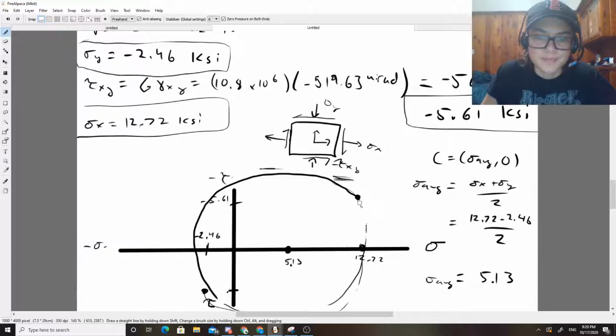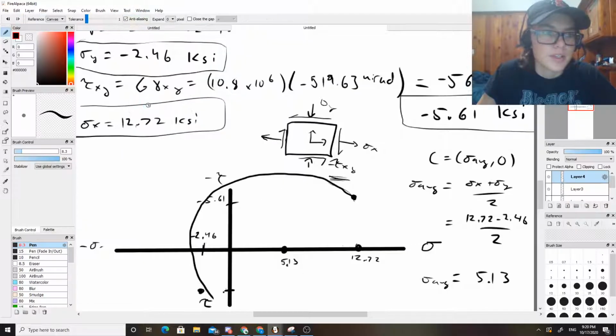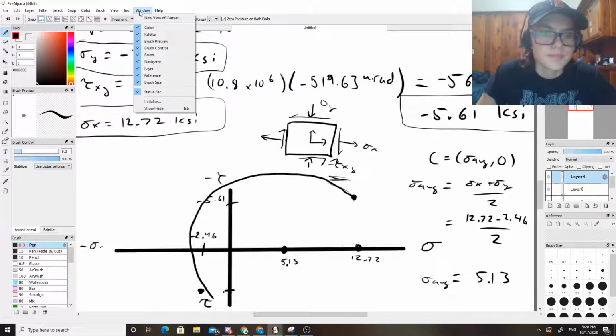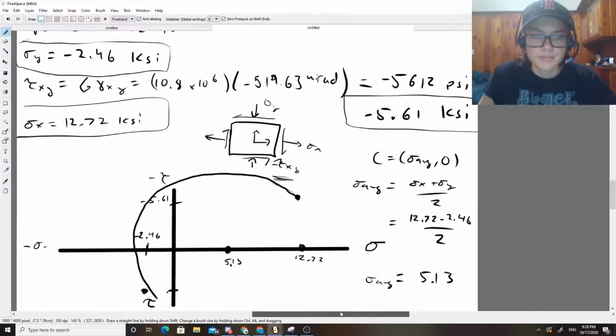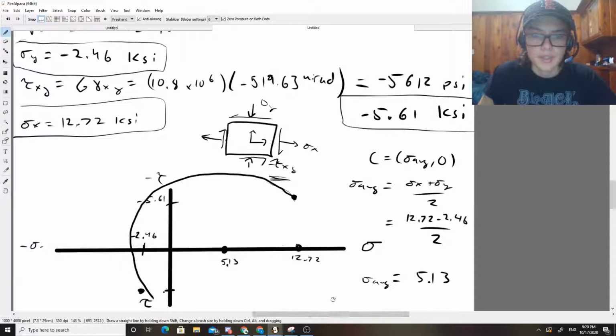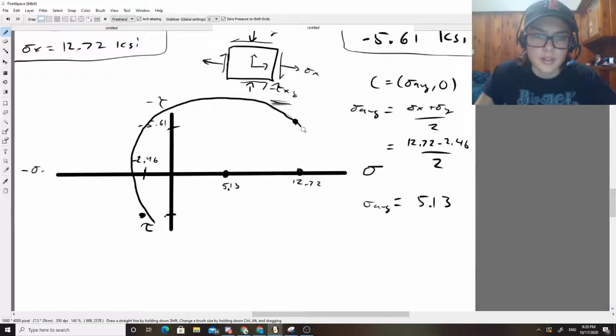Yeah. I don't know why it's erasing. That's interesting. So, now I'm going to go down here. It's going to be like that kind of a circle.